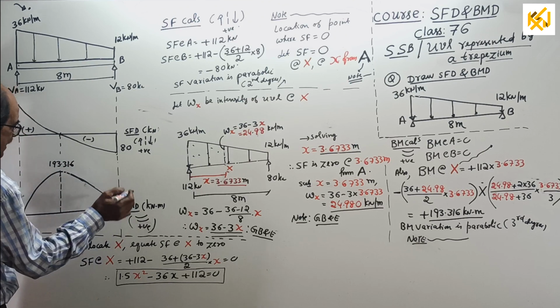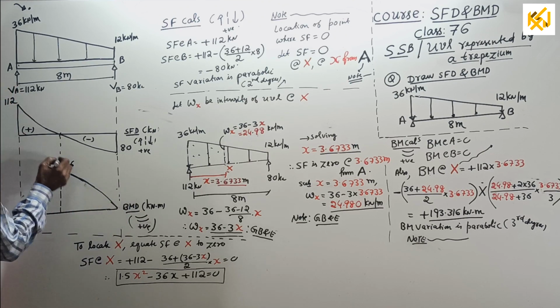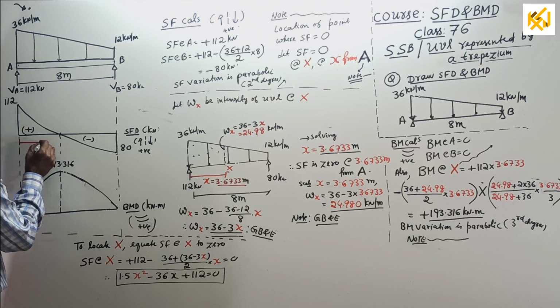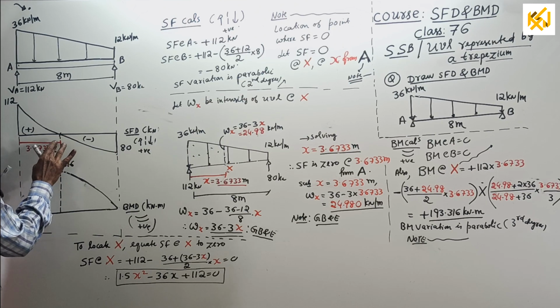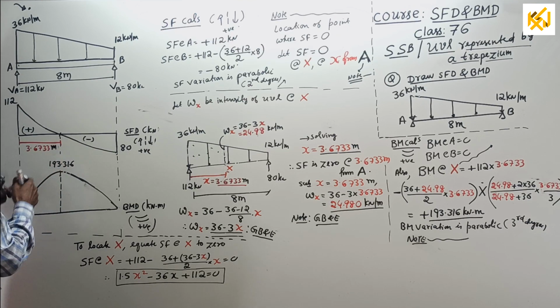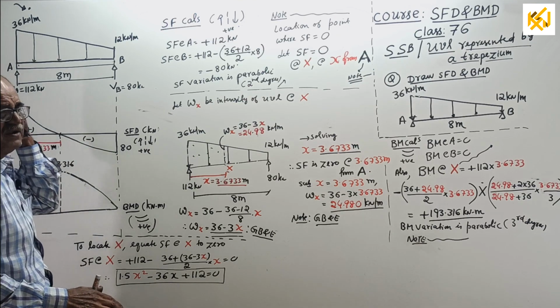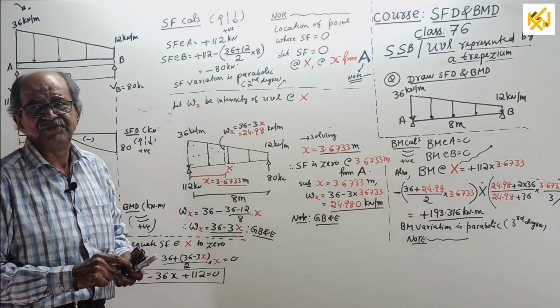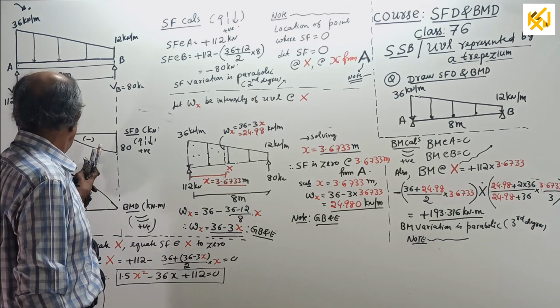193.316 kilonewton meter. And one more thing, you have to write where that maximum BM is. Don't write x here. Write the answer at 3.6733 meter here. Meter can be in black. That's all, no problem. This point x also is not required. Fully clear. You can call the point x or some other name like c if you want. This is the bending moment diagram.